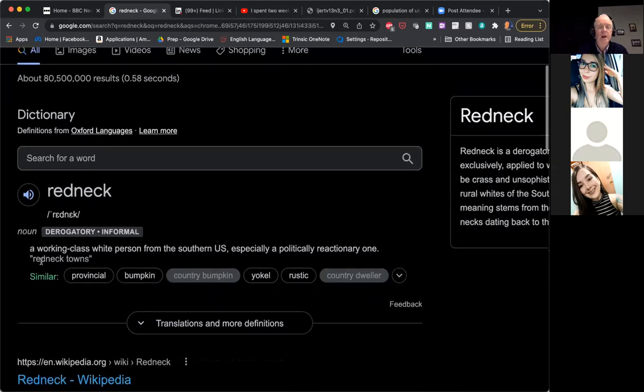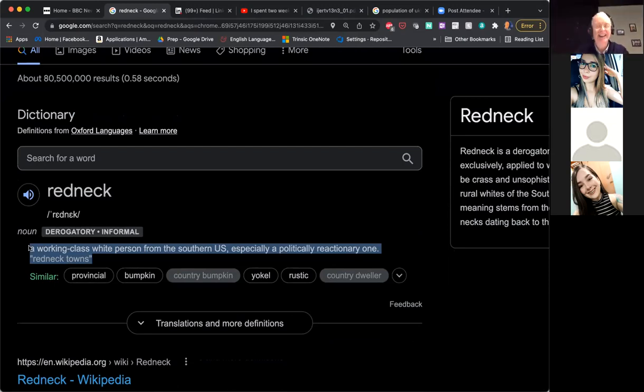Redneck. A working class white person from the southern US, especially a politically reactionary one, redneck towns. There you go. So very much an American word, right? So, you know the Trump supporters? They're rednecks, a lot of them, right? Not very educated, not very smart, but very politically strong-minded. And they're typically working class and white. That's a redneck.